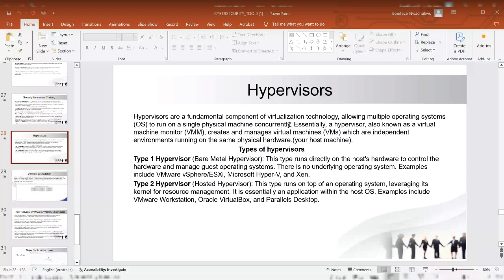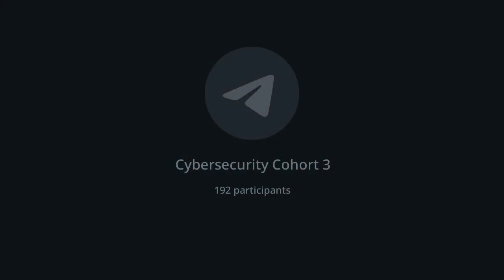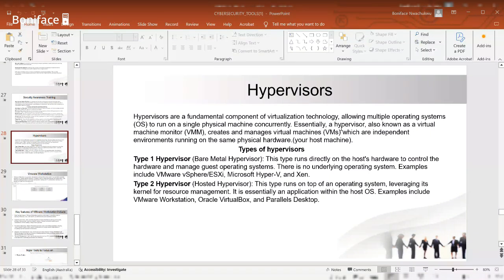Now, we have different types of virtual machine. Before we move to that, a hypervisor, also known as virtual machine monitor, creates and manages virtual machines, which are independent environments running on the same physical hardware, your host machine. Your host machine is the one that we have here. So now, there are types of hypervisors. We have bare metal hypervisor, we have hosted hypervisor.